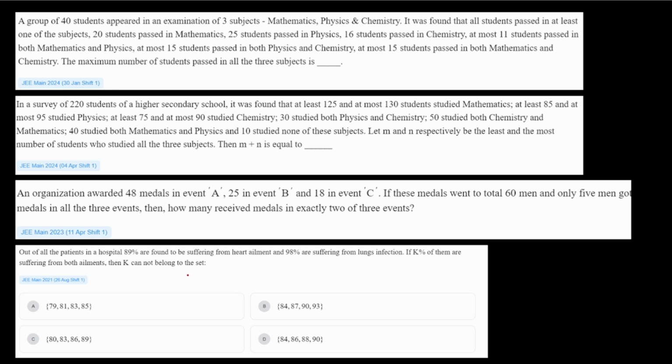I did not read the last question, honestly speaking. Talking about the last question, it is somewhat related to Venn diagram, but this question is a little bit different because they are asking whether K cannot belong to the set. We'll get a certain value of K and you have to check in which set it belongs. So indirectly also they're asking, right?